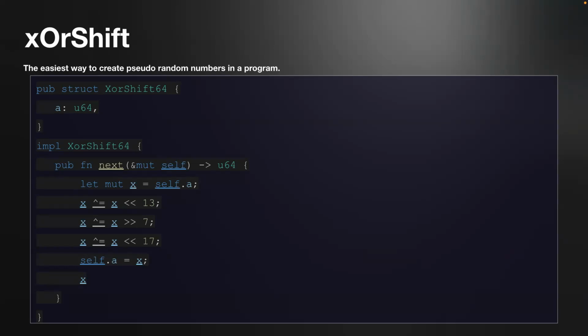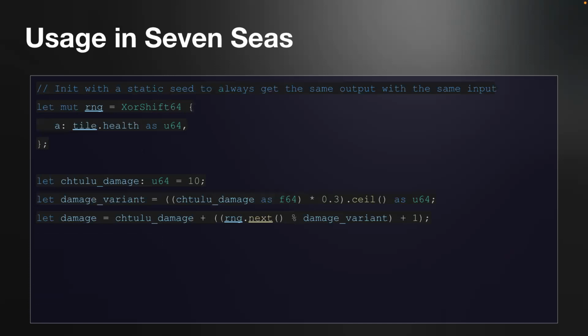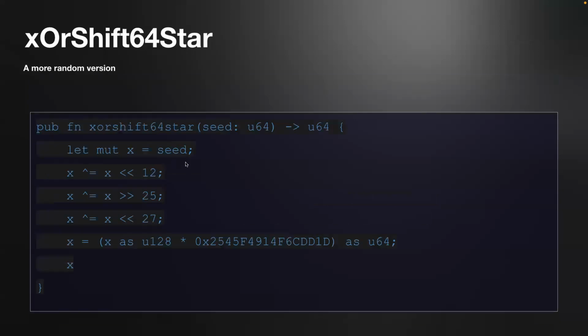You just have an XOR shift function, and you initialize this with some value, and then you get a whole line of pseudo random numbers. This is very easy to use, of course, and this is how you would use it. I used it in this 7Cs game, for example, to calculate damage. You just create an instance of this random struct, initialize it with some value, and then you just get the next value out of it.